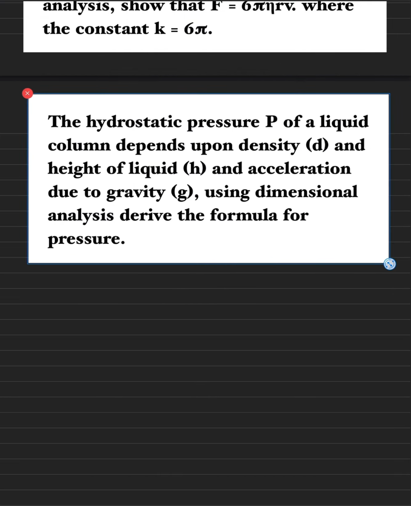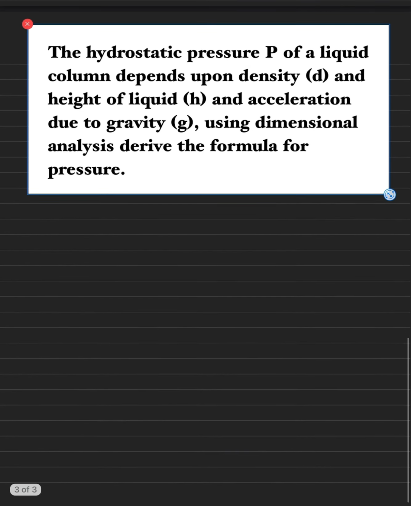Right. So this is the question. And we are just going to start now. This question talks about the hydrostatic pressure P of a particular liquid column, which depends upon density D and the height of the liquid, which is represented by h, and the acceleration due to gravity is g, as we all know. Then they are saying using dimensional analysis, you should derive the formula for the pressure.